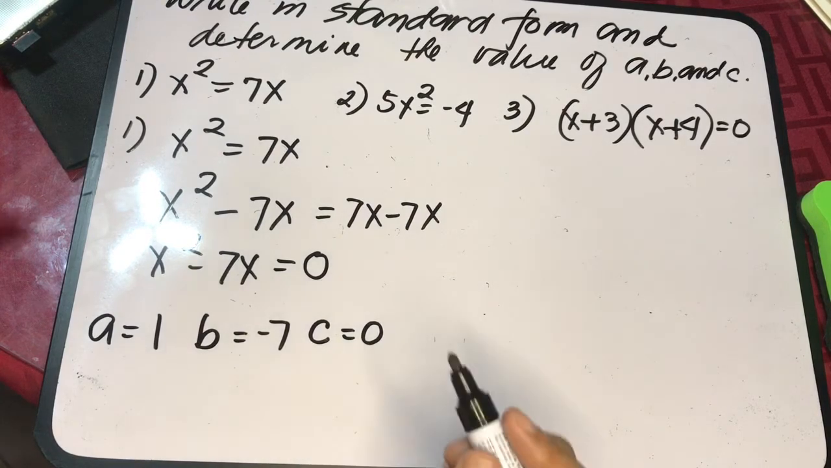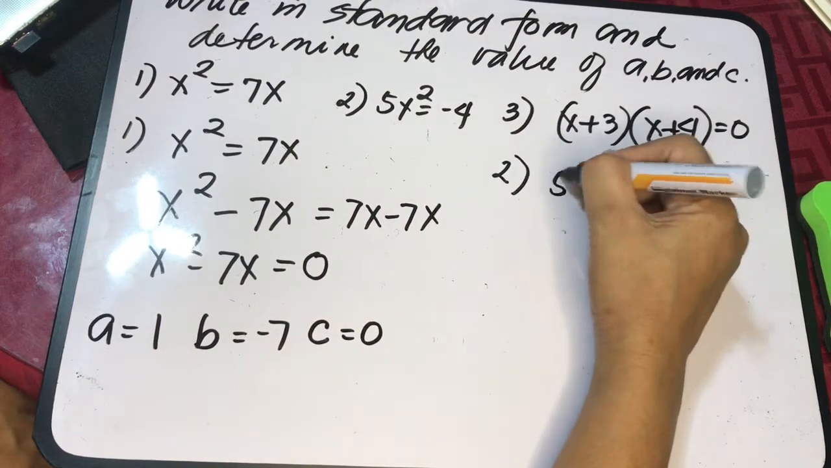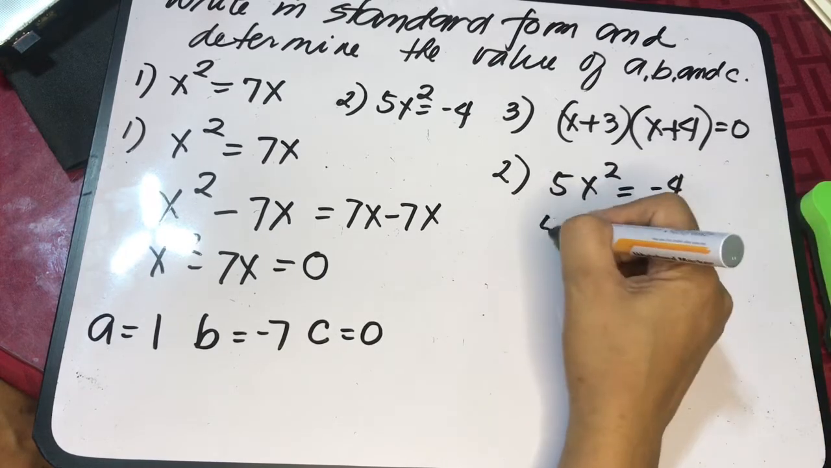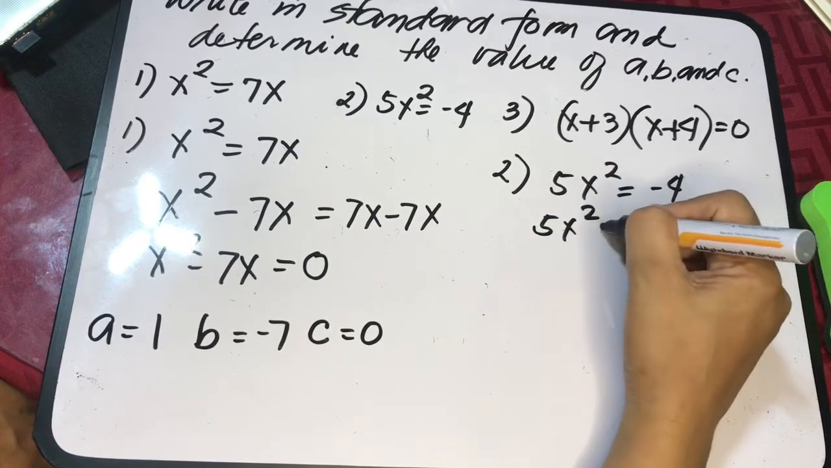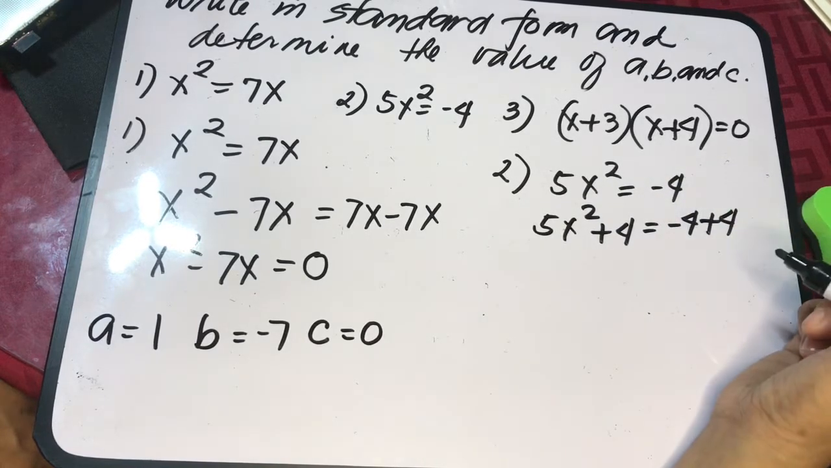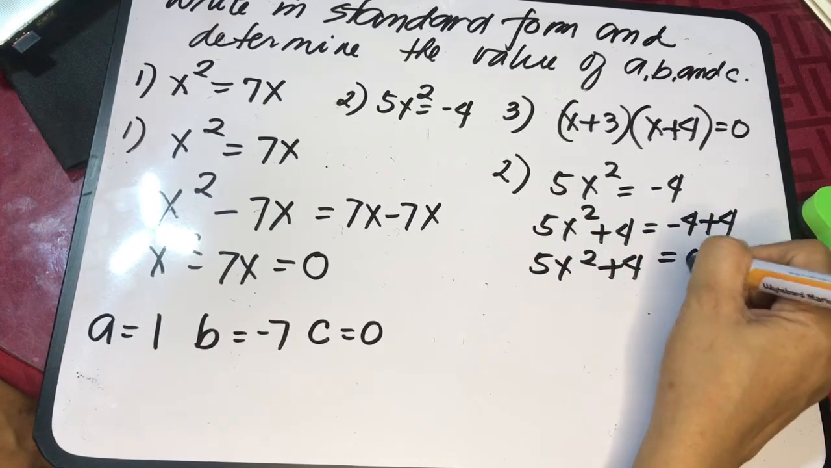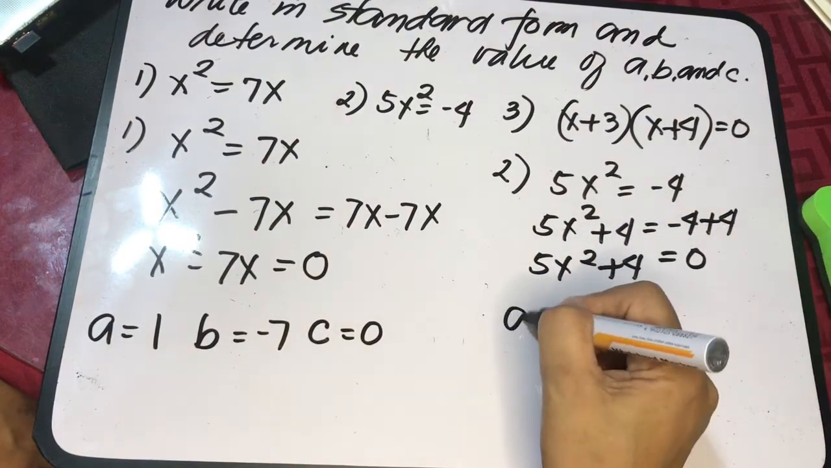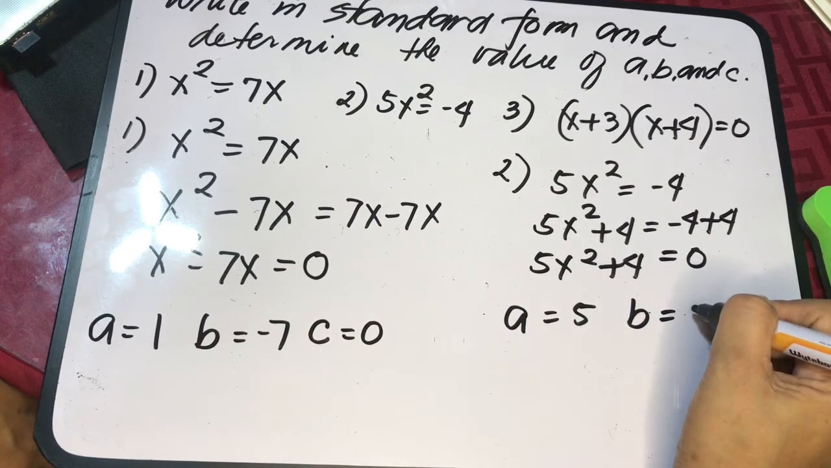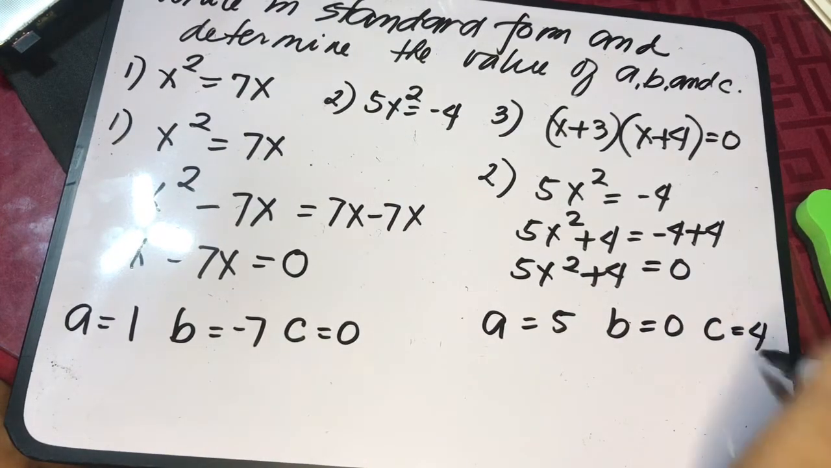Okay. What about number 2? Number 2, you have 5x squared is equal to negative 4. So we have 5x squared plus 4 is equal to negative 4 plus 4. So we have 5x squared plus 4 is equal to 0. So you have A is equal to 5 and B is equal to 0 and C is equal to 4.